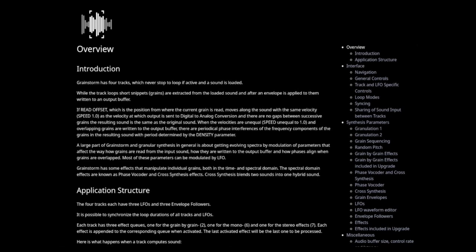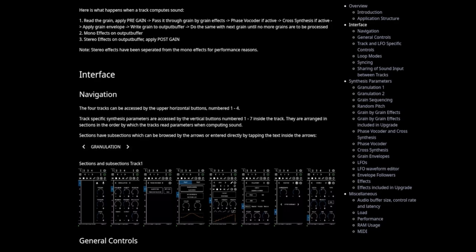Here is what happens when a track computes sound. One, read the grain, apply pre-gain, pass it through grain by grain effects, phase vocoder if active, cross synthesis if active, apply grain envelope, write grain to output buffer. Do the same with the next grain until no more grains are to be processed.